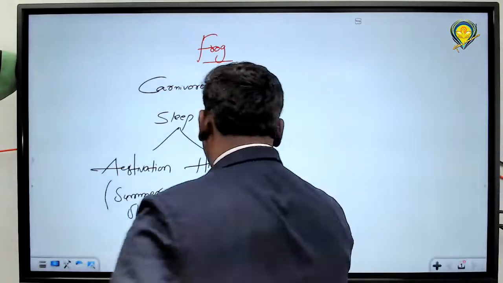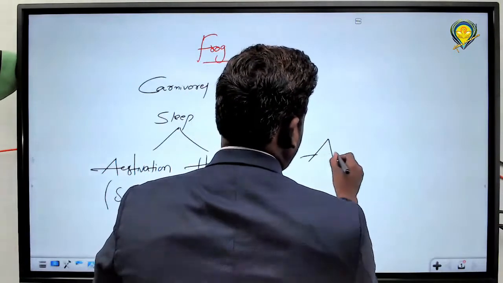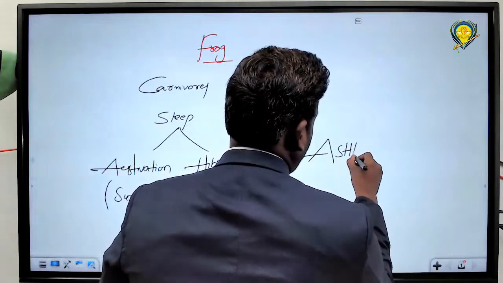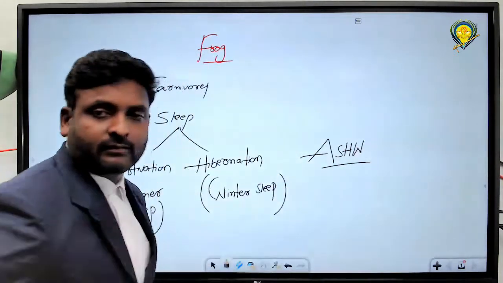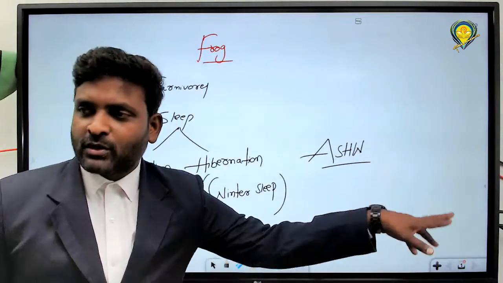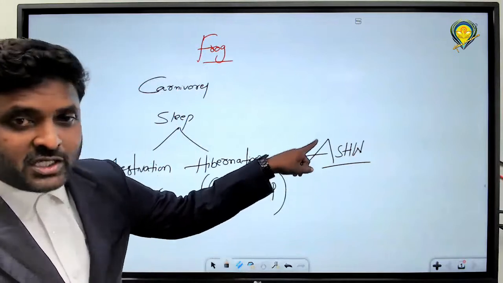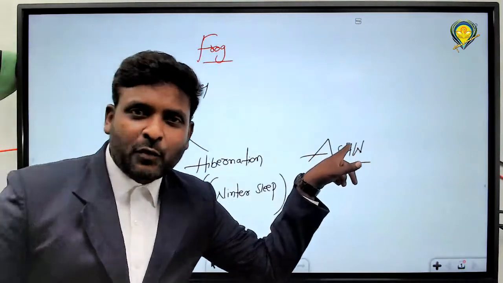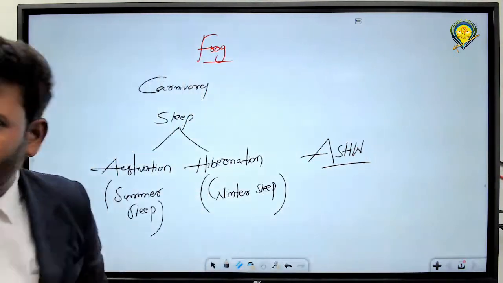And simply you can remember it like ASH W, ash. You know why? Estivation is summer sleep, hibernation is winter sleep. Right, all of you? Correct? That is the sleep.